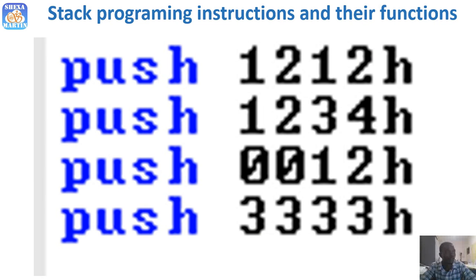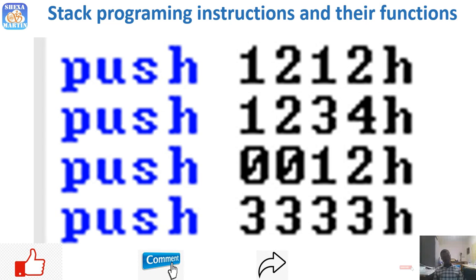Right, here is an example of the push instruction. What are we doing with these instructions? Push 1212, we are pushing 1212 onto the top of the stack. And then we are pushing an immediate value. So which addressing mode is this one? This is immediate addressing mode.